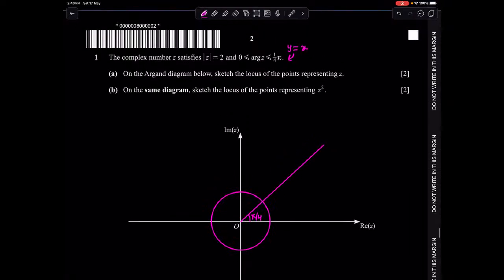Okay, so this is part A. This means circle, center of origin and radius 2. Minus 2, minus 2i, and this is the line of argument z.